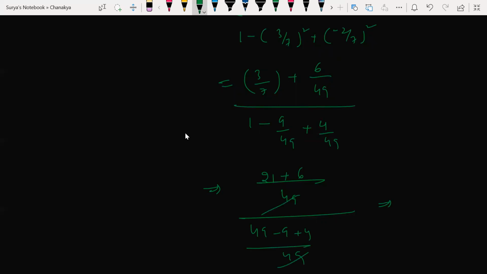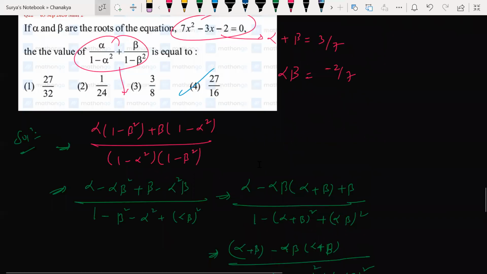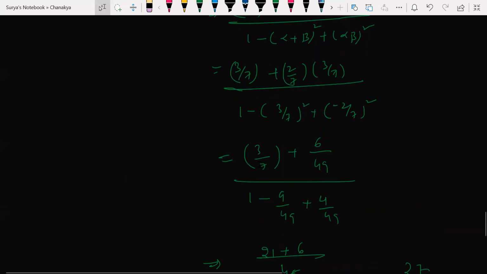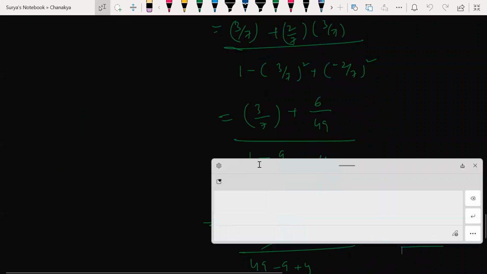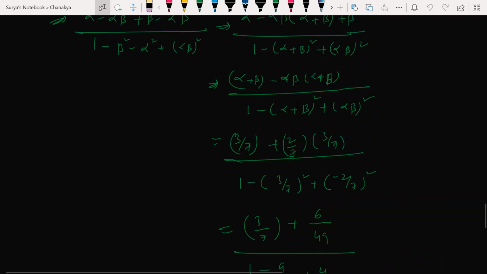This will get cancelled. So 27 by, how much did I get? 3 minus 9, something like that. 27 by something I'm getting. 27 by 32. 32 is not possible. Somewhere we made a mistake in the denominator. Look at what mistake we made in the denominator. Oh my goodness. We made a mistake here. What is that mistake? Realize it.